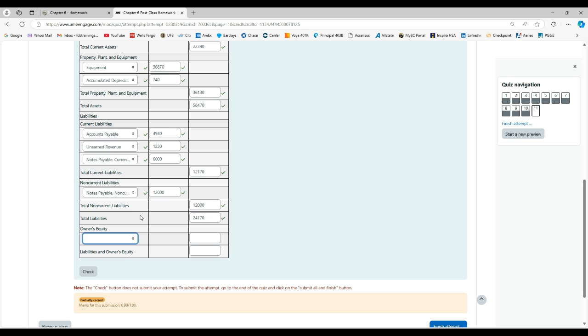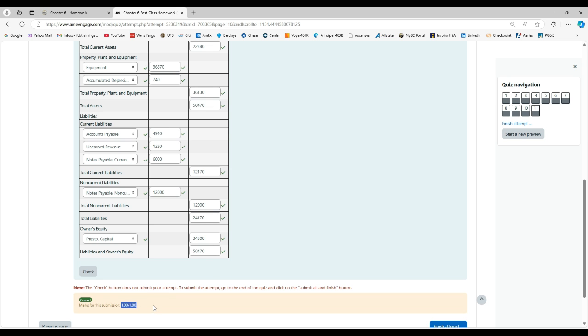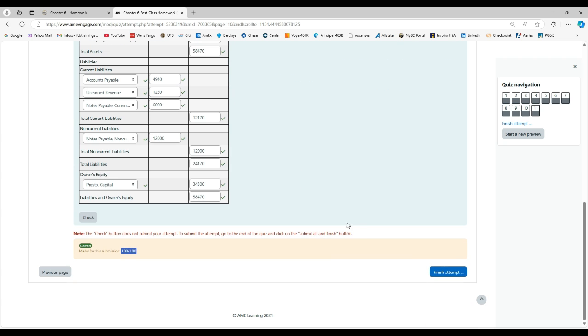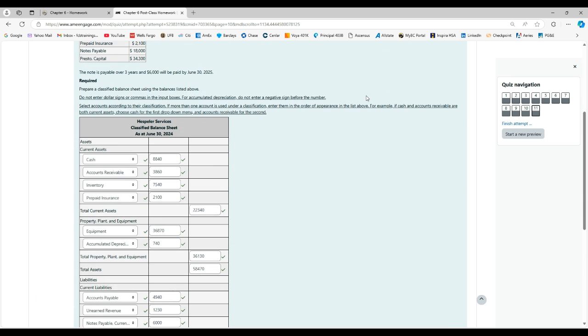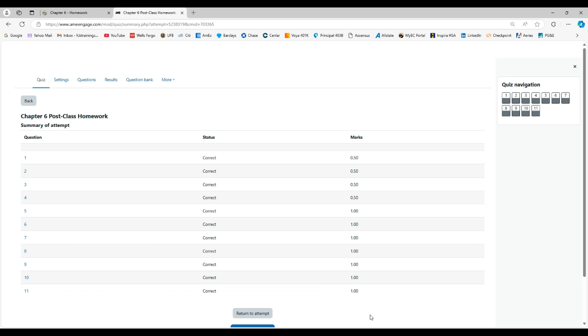Okay, so owner's equity here, or capital, that will just come off our trial balance, and it's 34,300. And then I'm going to guess that when we add this all together, it's going to be 58,470, 100%. Sweet. So as you can see, our assets equal our liabilities plus equity. We got the breakdown between current and non-current. And yeah, good to go. And that brings us to the end of that problem, question 11. And we got 100% on our homework.